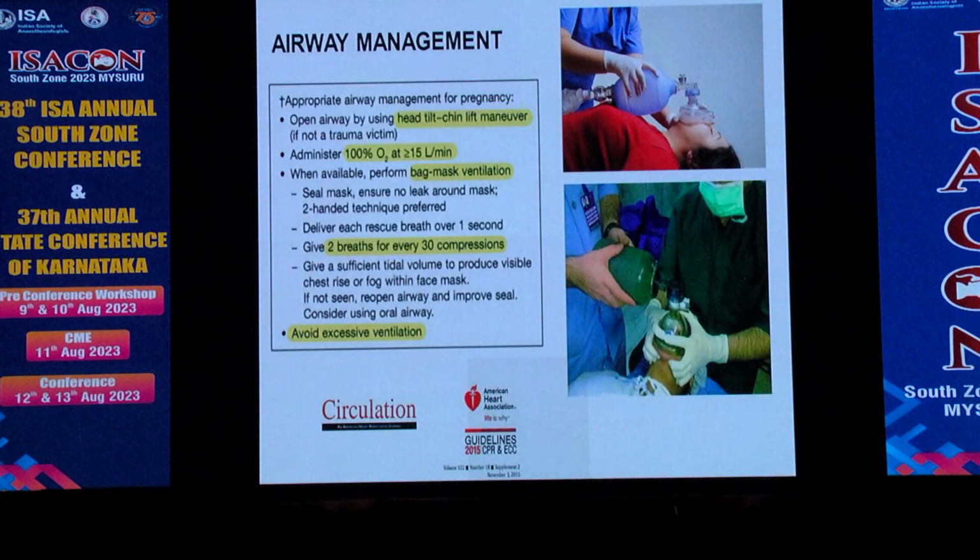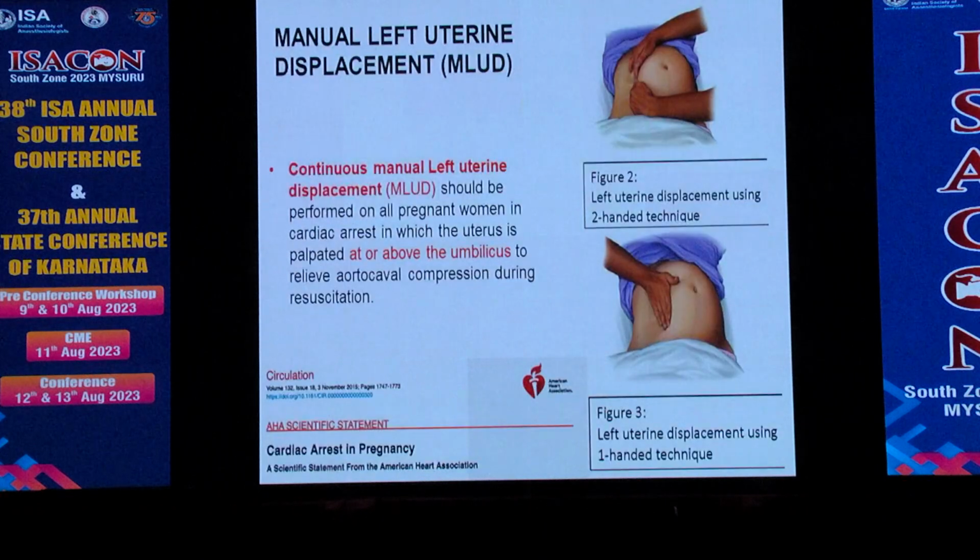Coming to the airway management, it is the same as in the non-pregnant. So airway should be opened with head tilt and chin lift maneuver. 100% oxygen to be delivered at more than 50 liters per minute. Perform bag and mask ventilation whenever it is available. Deliver each rescue breath over 1 second, 2 breaths for every 30 chest compressions. One should remember that excessive ventilation should be avoided here.